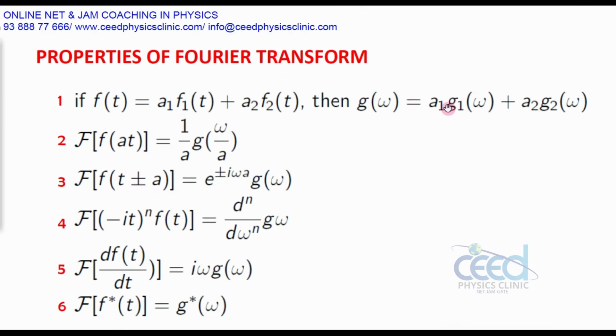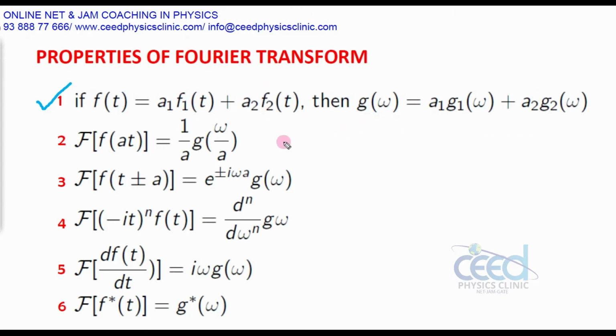See, the first property is the linear property, which we have already seen. That is, if you have two functions f of t and g of t, then its Fourier transform will be the sum of the Fourier transforms of the individual functions, that is a1 g1 of omega plus a2 g2 of omega, if you have two functions f1 of t and f2 of t.